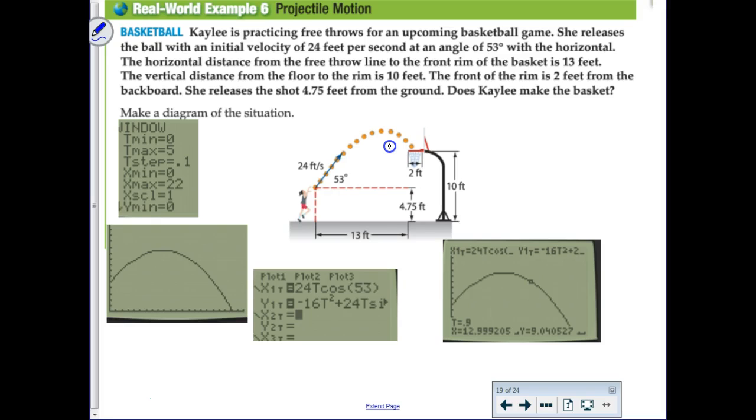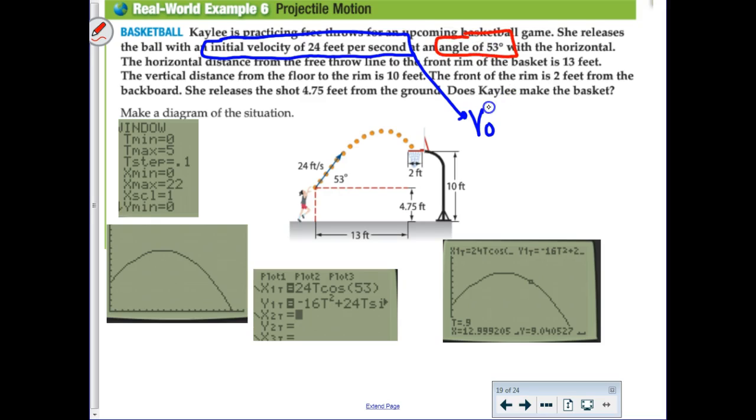All right, so Kaylee is practicing free throws for an upcoming basketball game, and she's going to calculate it. This is my kind of girl. All right, so the initial velocity, that's an important key feature right there, guys. The initial velocity is 24 feet per second. So that clue right there, and I don't think this is on your paper anywhere, is it? We got Luigi coming up. We'll talk about Luigi in a minute. That's her initial velocity. The angle is 53 degrees.